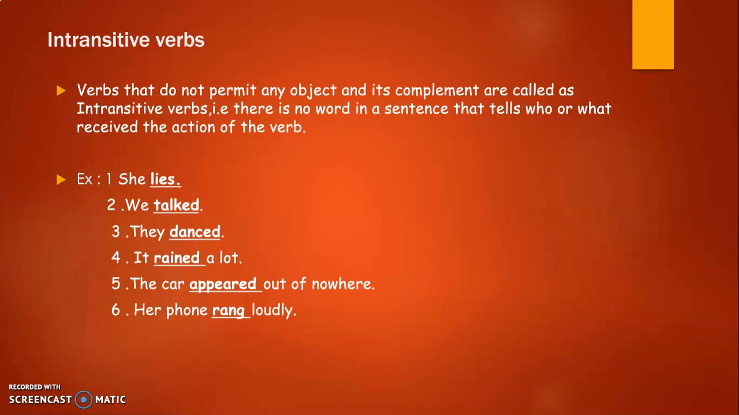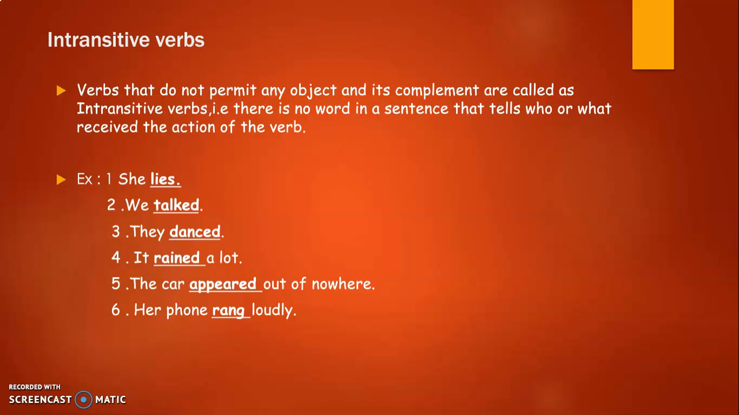We talked. They danced. It rained a lot. So there is no object followed. There is no object which follows the verb rained. The car appeared out of nowhere, and her phone rang loudly. In all these examples, as we have discussed, there is no direct object. Hence, these verbs are examples of intransitive verbs.